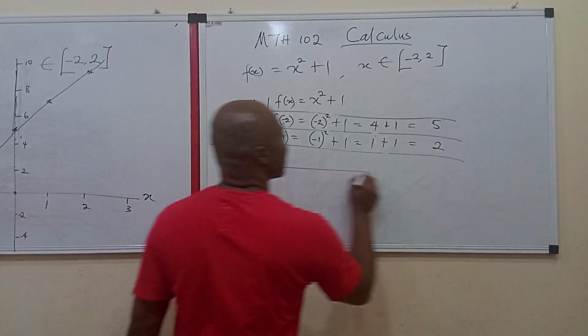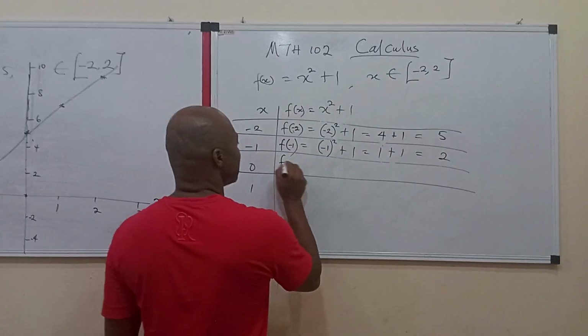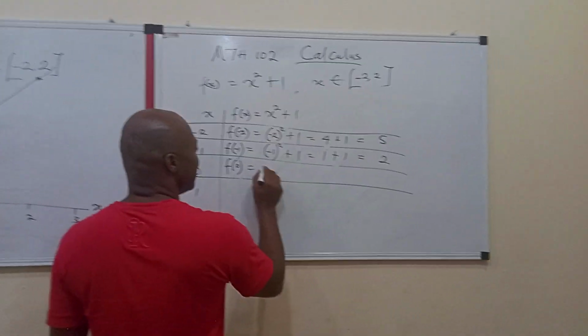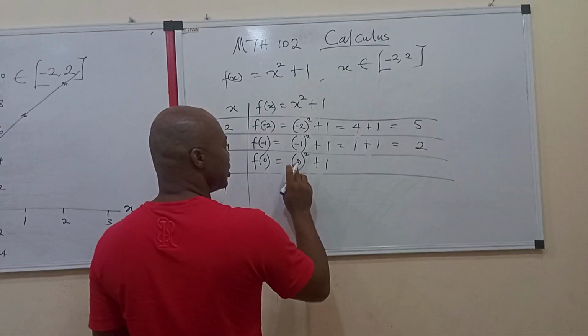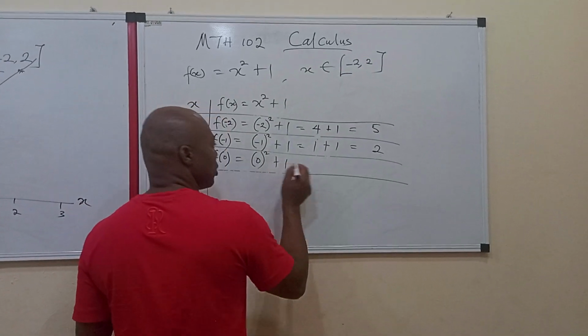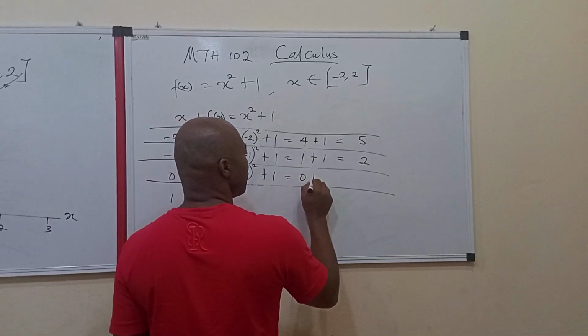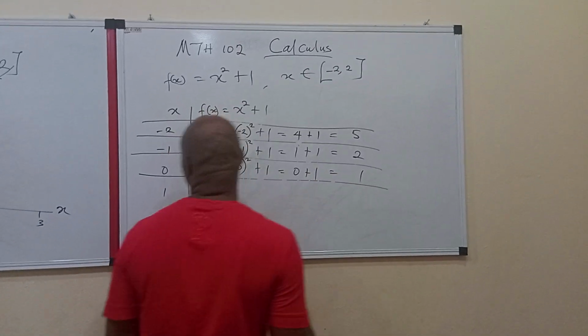Now, if x take 0, anywhere you see x, make you put 0. Then plus 1. 0 times 0, the answer is 0. Plus 1. So we get 0 plus 1, and the answer will be 1.